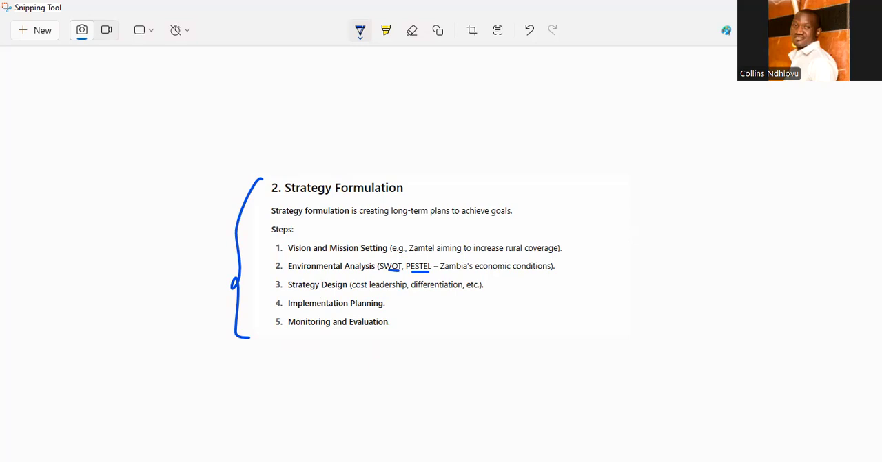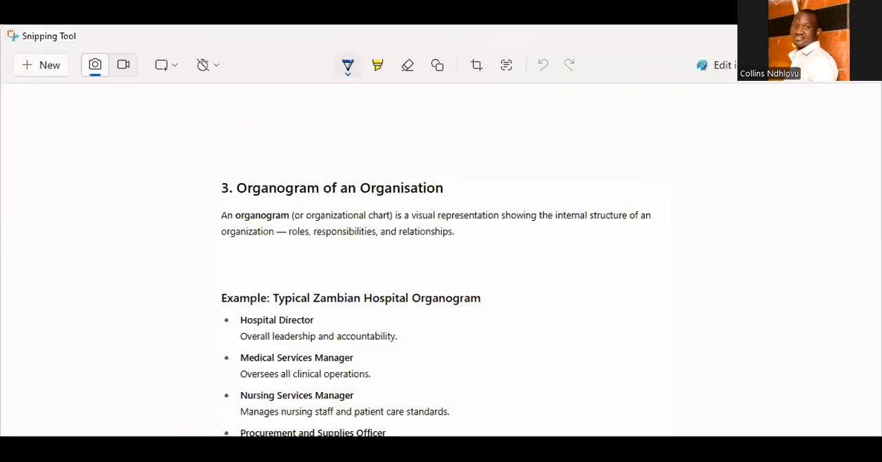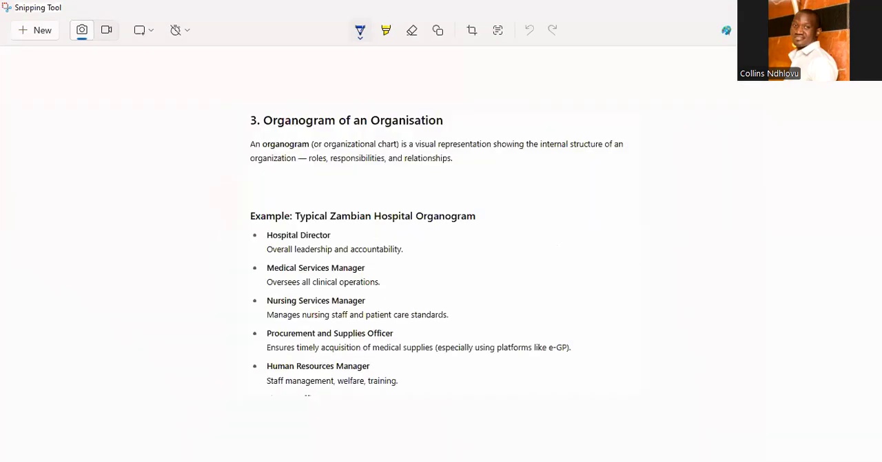I'll ask questions from our exam paper. I'm just doing an overview of what we have been covering, so that as we answer some of the questions from the past paper, we may be able to remember. Then we talked about the concept of an organogram. Has anyone ever heard of this term? What is an organogram of an organization? What does it do? How important is it in terms of strategy implementation?